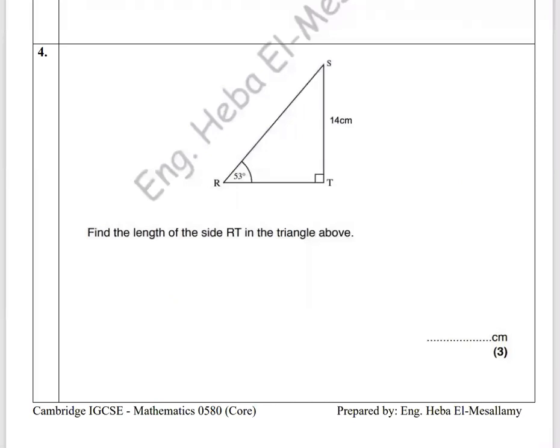Let's see question 4. We have here also, we are given one side and one angle, and the question is asking about the side RT. So this side is the missing one. Let's start labeling the sides. This one is the hypotenuse. It's not given, it's not required, so I will ignore the hypotenuse in this case. 53 here, so this side is the opposite. I'm going to circle it. This side is the given one, and the last side here is the adjacent, which is the required one.